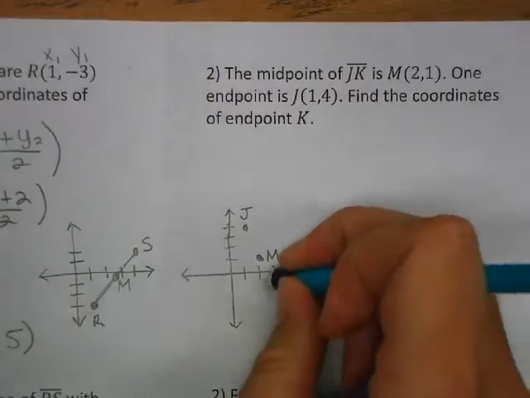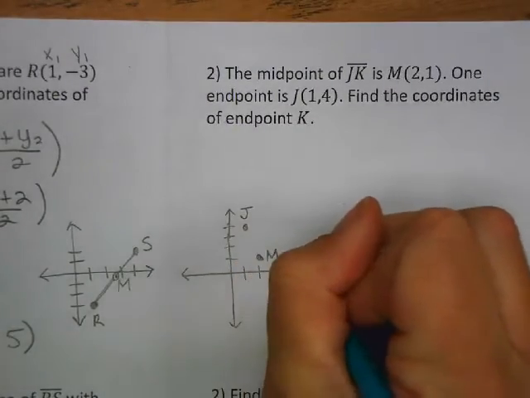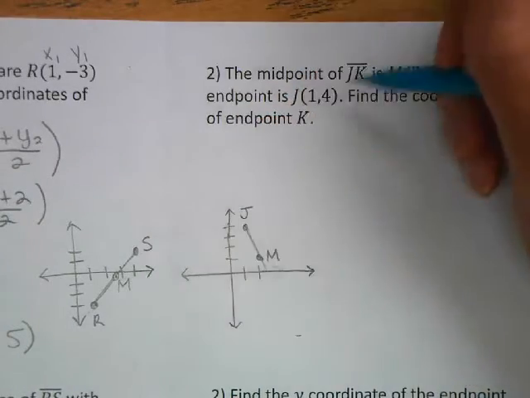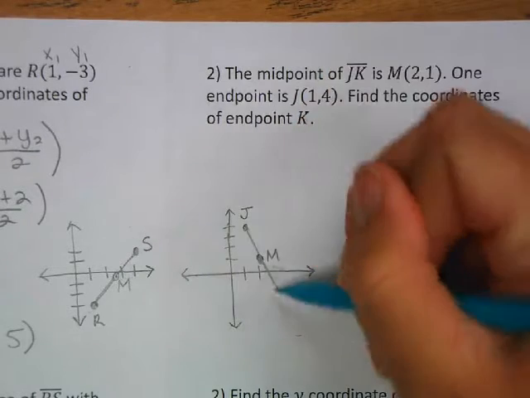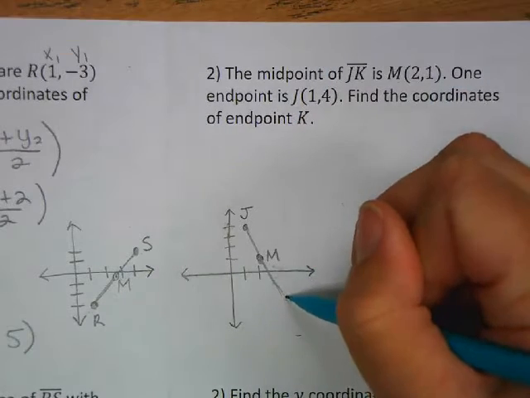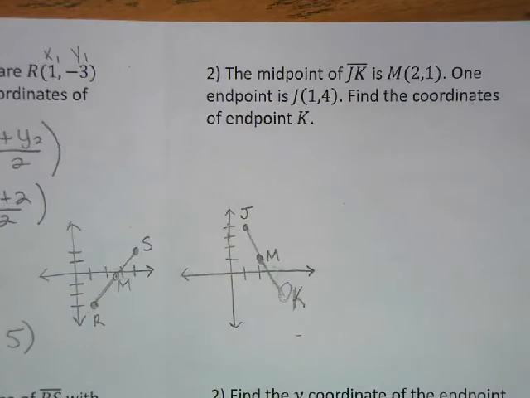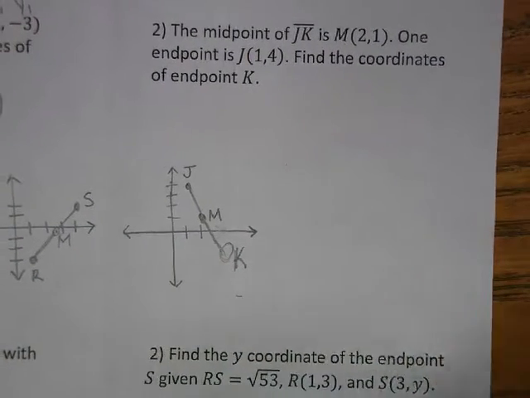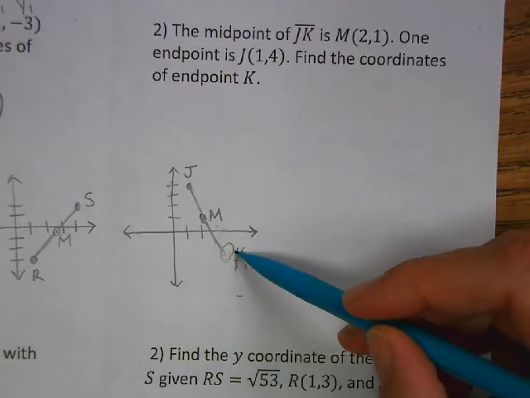So we might have to extend our x-axis here to get a visual. So if my segment is JK, where M is in the middle, then K is going to be somewhere down here. We don't know exactly where just yet. We're going to use the midpoint formula to get those values, but just visually you can kind of visualize where K should be.